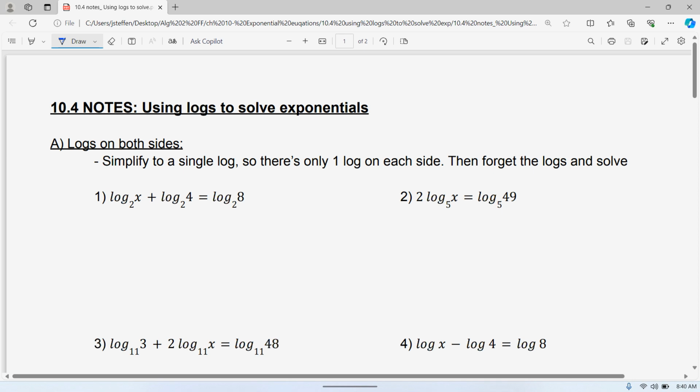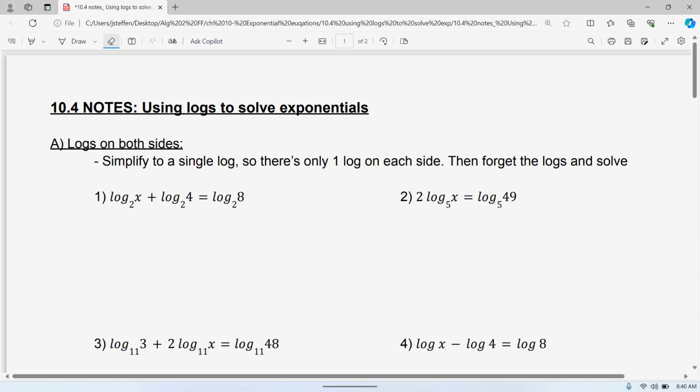Both sides. And what I mean by that is we have this equal sign, there's logs on this side, and there's one on the other side. So when I say both sides, it's both sides of that equal sign. I didn't write it out as steps, but the first step would be simplify into a single logarithm.